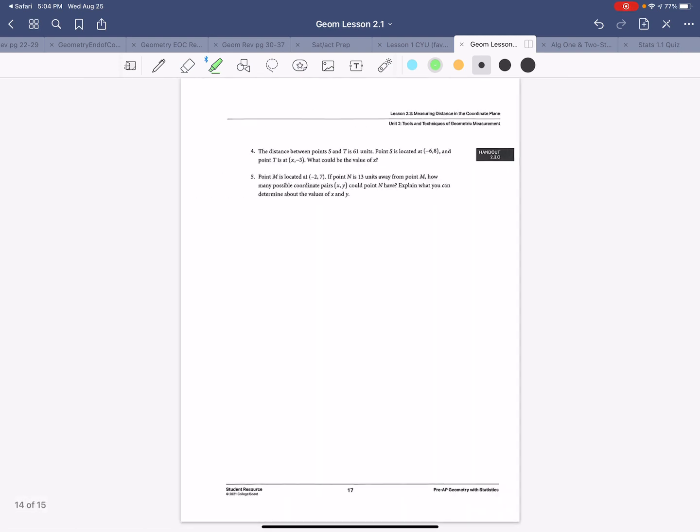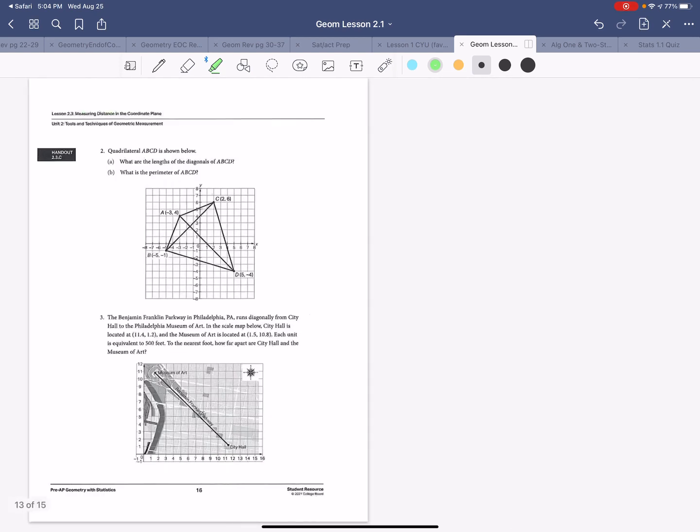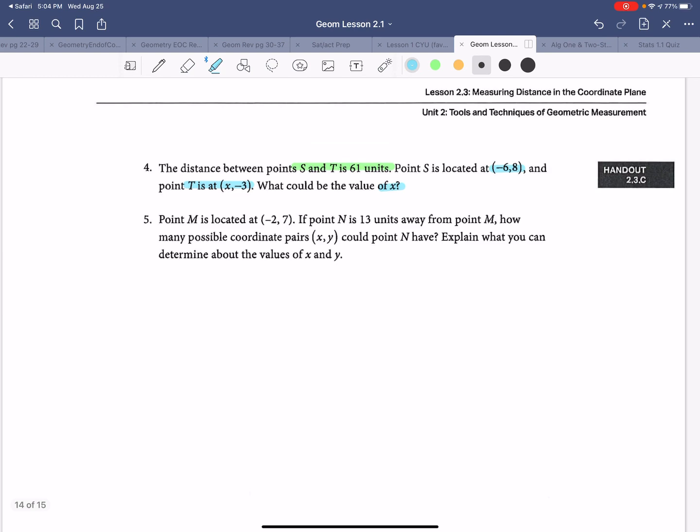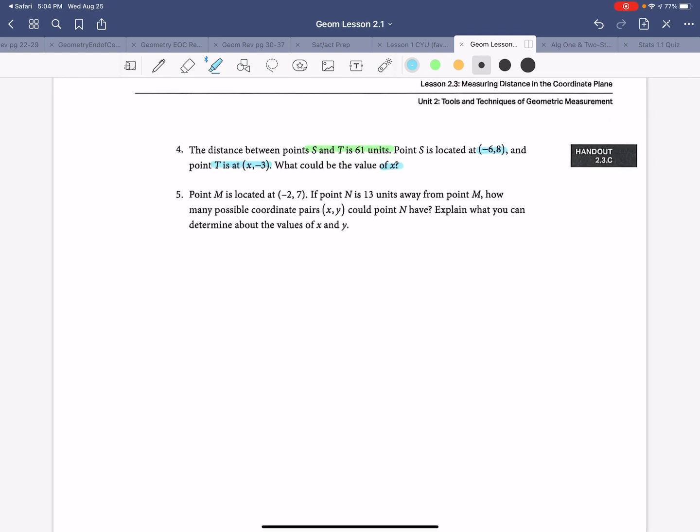When we're done, you're going to upload your notes from all these sheets in a single document up to Canvas. So let's take a look. It says the distance between two points, S and T, is 61 units. Point S is located at (-6, 8), and T is located at some unknown location. What could be the value of T? Okay, so let's take a look at this.